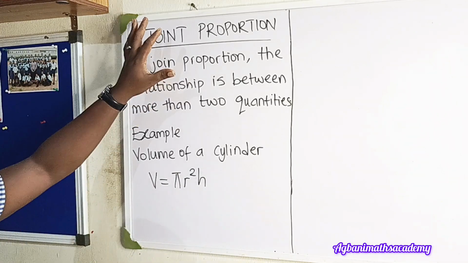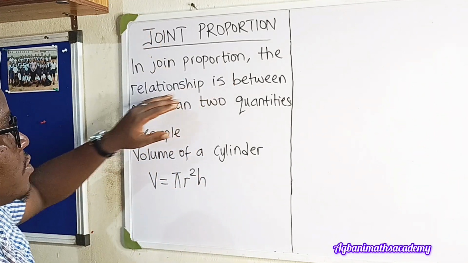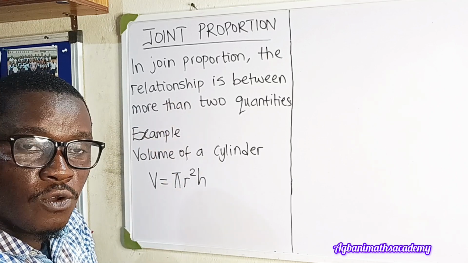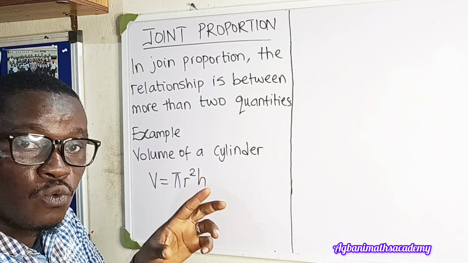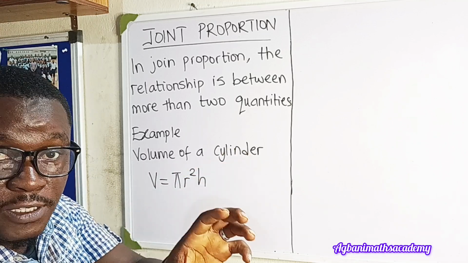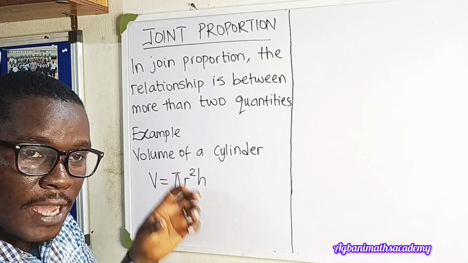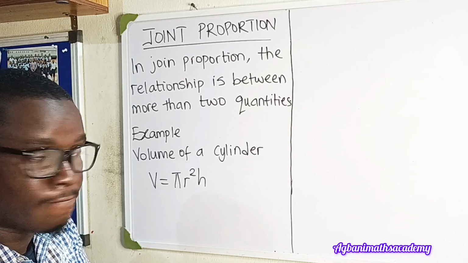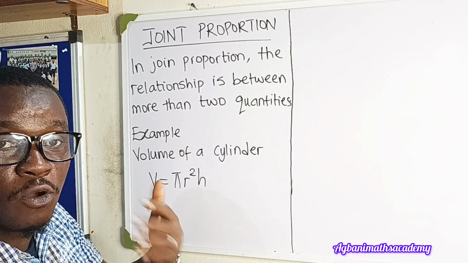Okay, so now let's look at joint proportion. What is joint proportion? In joint proportion, the relationship is between more than two quantities. When we consider direct proportion, we are focusing on two quantities. When one quantity increases, the other quantity also increases, right? We also looked at inverse proportion, where as one quantity increases, the other quantity decreases, okay? But in joint proportion, we are not limited to two quantities. So we can have more than two quantities.